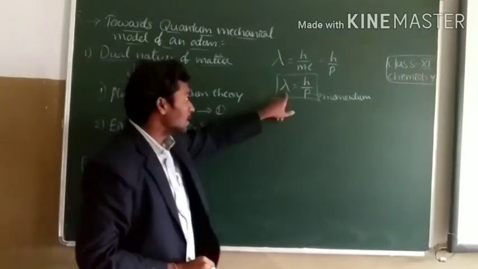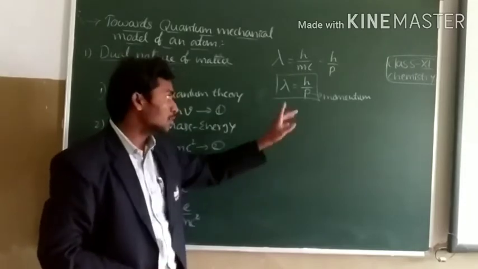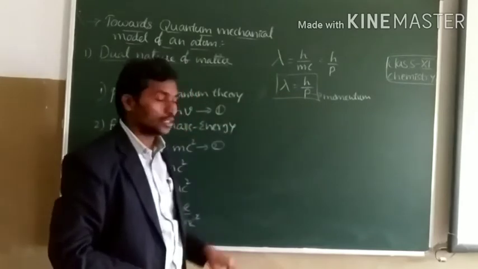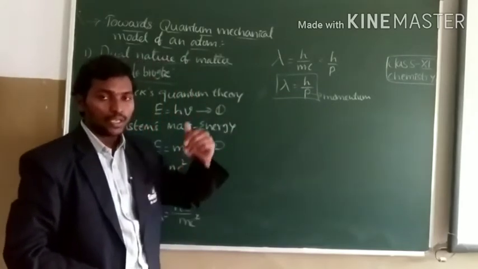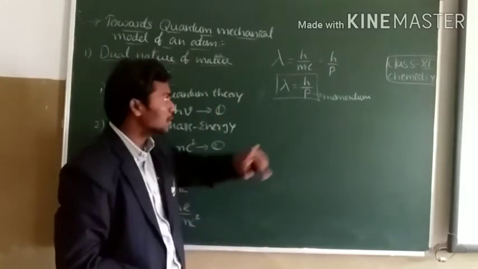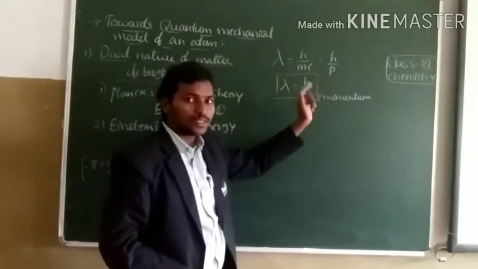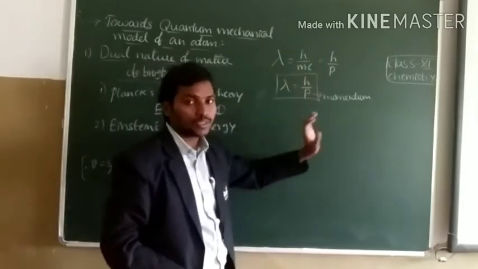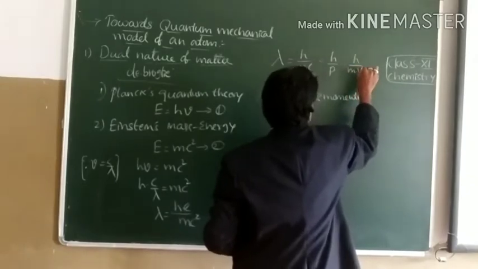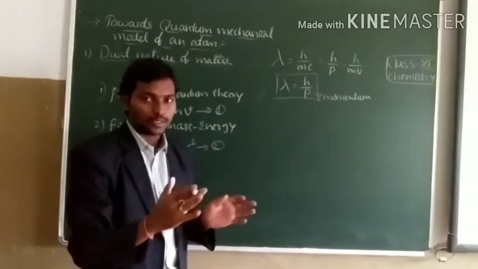That means when the wavelength of the radiation is more, its momentum is less, because they are inversely proportional to each other. So lambda is inversely proportional to p, which means if the wavelength increases, the momentum decreases. Momentum is the product of mass and velocity. It can be written as lambda is equal to h by mv also, because we assume that light is made up of particles.